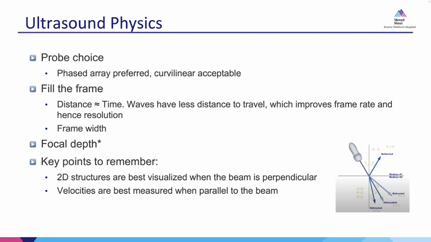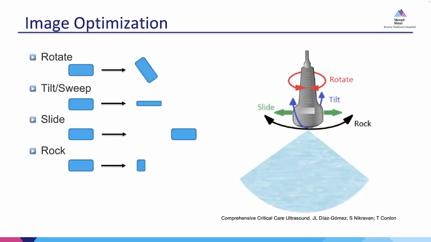Similarly, if you can change your focal depth, we can't on our machines, then I would do that. And then just some key points to remember: in ultrasound, the 2D structures and the Doppler structures end up not usually being accessible from the same view. And that's because 2D structures are best visualized when the probe or the wave is hitting it perpendicularly, versus velocities, which you want when it's going parallel to your probe.